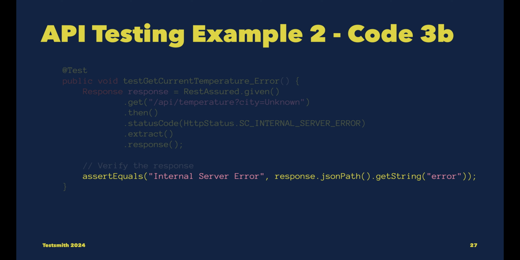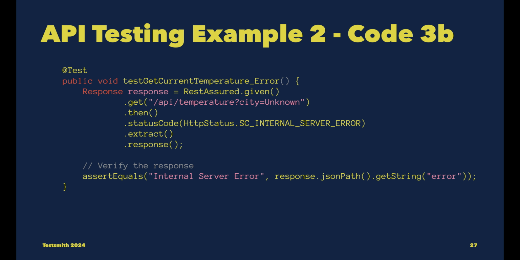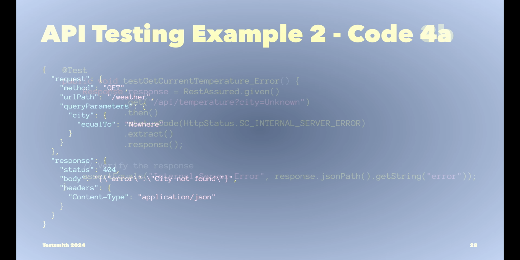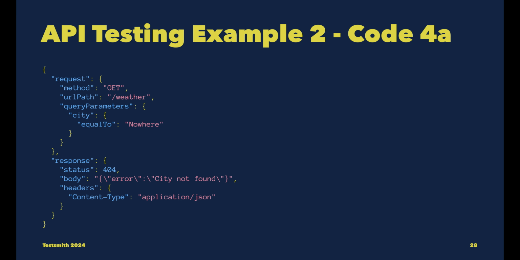It asserts that the error value in the JSON response body is equal to internal server error. This ensures that the server correctly returns the expected error message when encountering an internal server error, forcing an error 404. These lines define the query parameters for the HTTP request. The city parameter must be equal to nowhere. This setup is part of the request configuration, specifying that the endpoint should only match requests where the city query parameter is exactly nowhere. These lines define the response status and body.